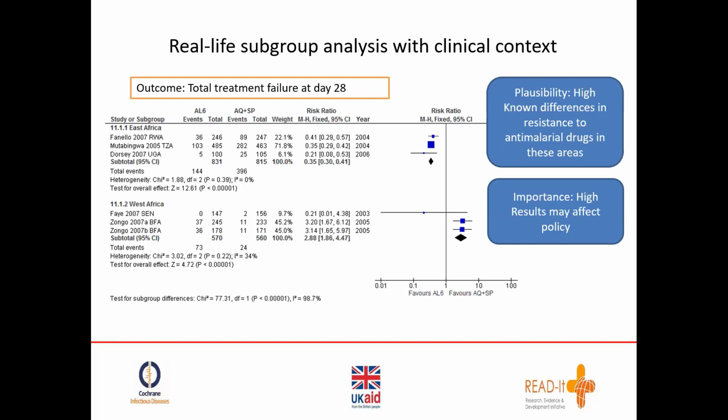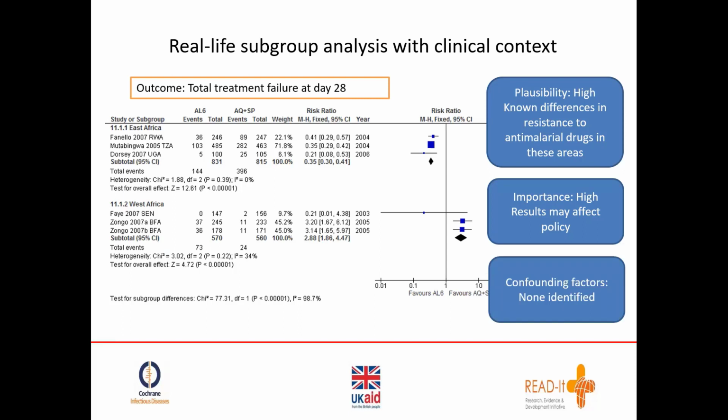Finally, we consider the possibility of confounding factors. The authors of this Cochrane review listed key characteristics of the trials included in this subgroup analysis, and they didn't identify any potential confounding factors that could cause differences in treatment effect between the East African and West African trials, and therefore confounding wasn't thought to be an issue of concern here.